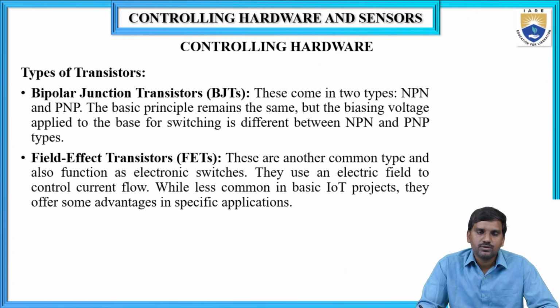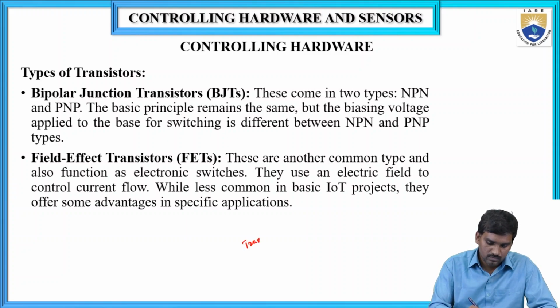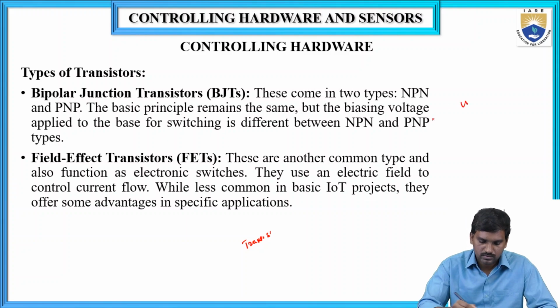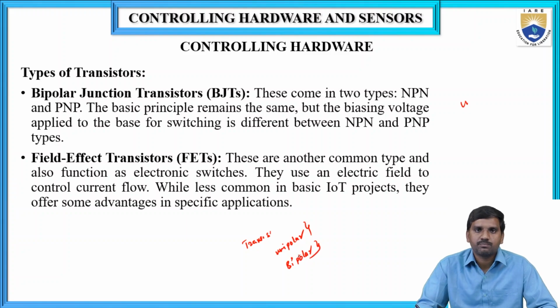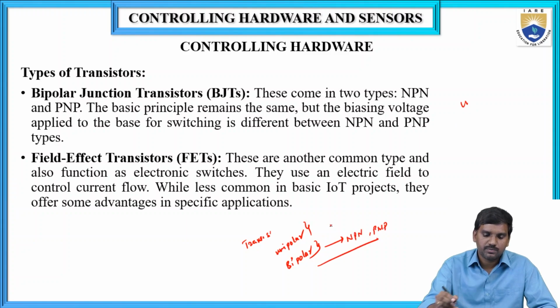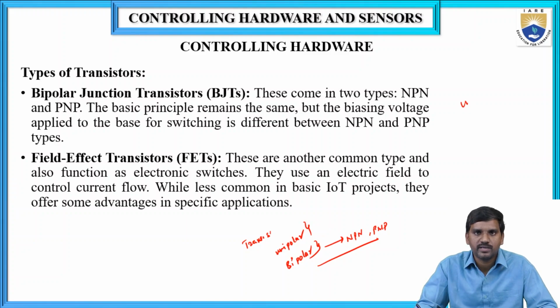Types of transistor, we already know. Here we have two types of transistor: unipolar and bipolar junction transistor. What is the difference between unipolar and bipolar? Bipolar junction transistors, that is BJTs, come in two types, NPN and PNP transistor. The basic principle remains the same, but the biasing voltage applied to the base for switching is different between NPN and PNP types.